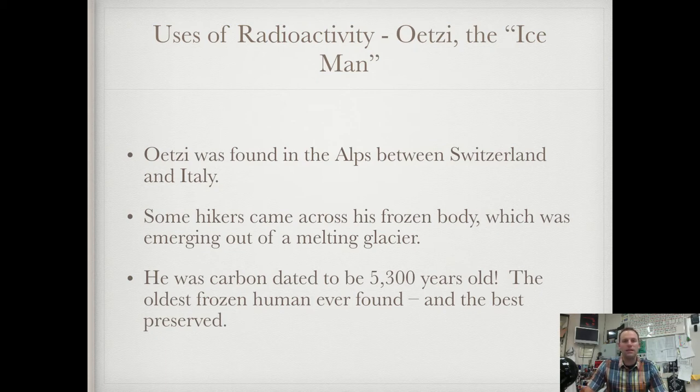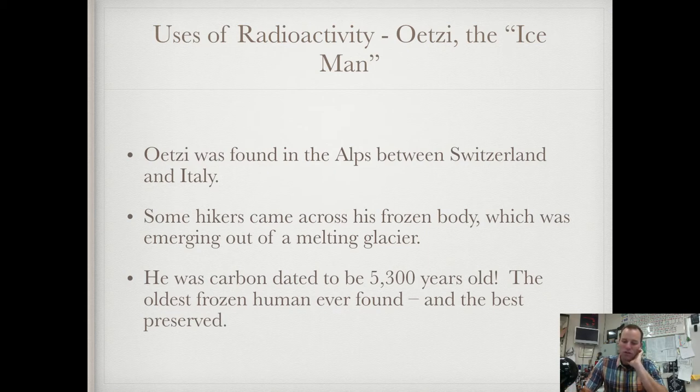Basically, an old corpse was found in the Alps between Switzerland and Italy. Some hikers came across his frozen body, and they used a method called carbon dating, which is looking for radioactive carbon in the body. Using this method, he was figured out to be 5,300 years old, the oldest preserved human ever found, almost 6,000 years old. And thanks to the glacier, he was the best preserved.